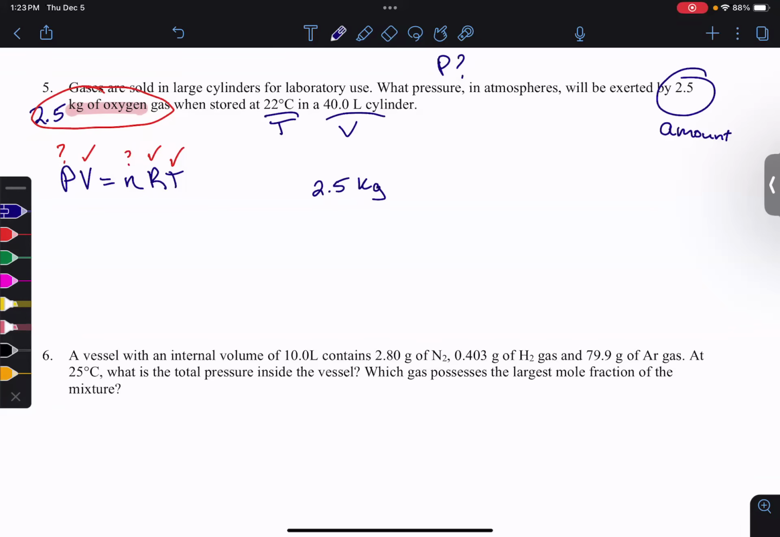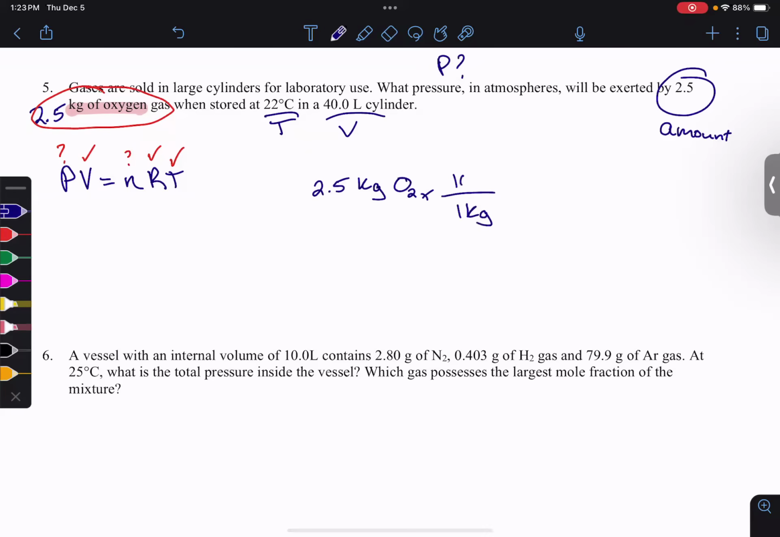When you and I interact with oxygen on Earth, what's the chemical formula of that? O2, yeah, so it's not 2.5 kilograms of O, all right? You and I, we don't breathe O, the atom, we breathe O2, the molecule. But that's important because in order to convert grams to moles, we need molar mass, right? So if you use O, you'll get the wrong molar mass. So that's why I point that out.